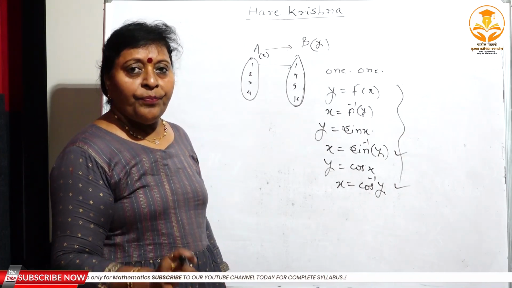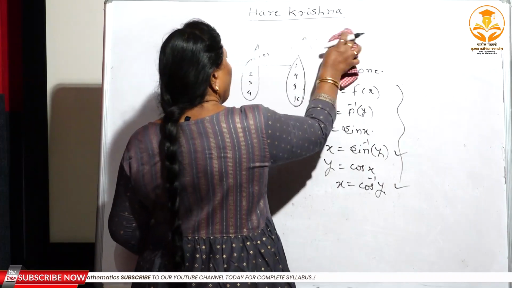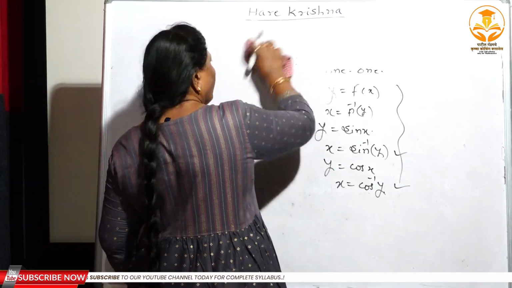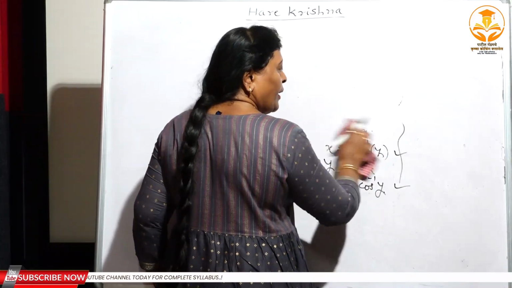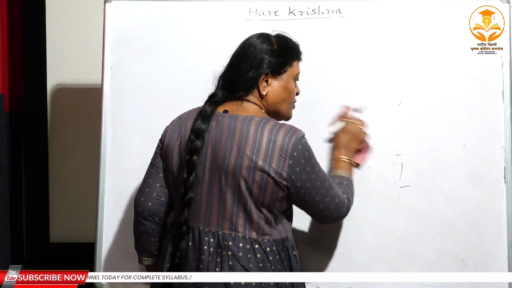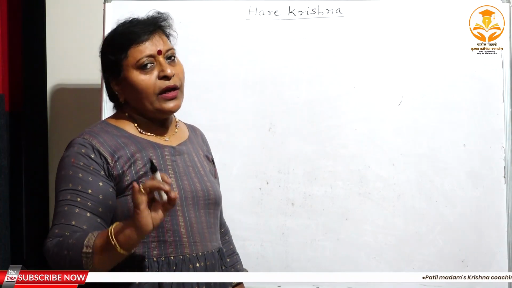Again, there is one theorem, and that is very important from the view of the board, isn't it? In the board they ask the theorem: the first important theorem is the chain rule, and the second important theorem is the inverse function, isn't it? That is the theorem on the inverse function.